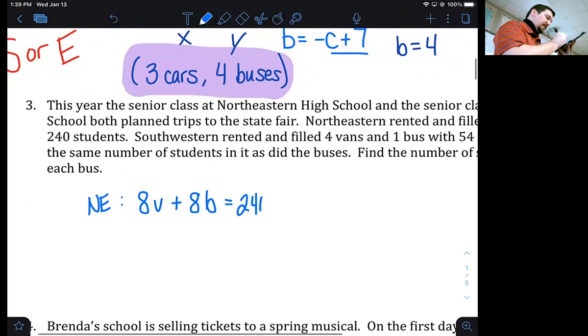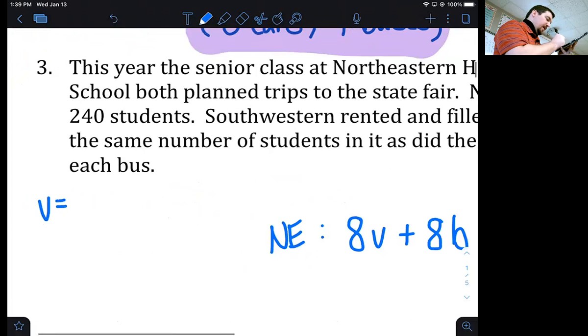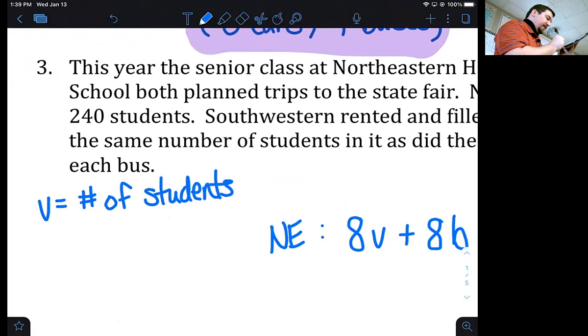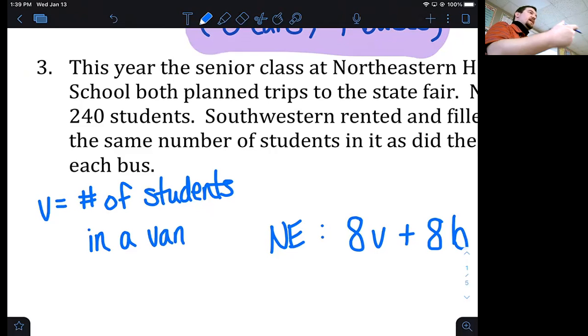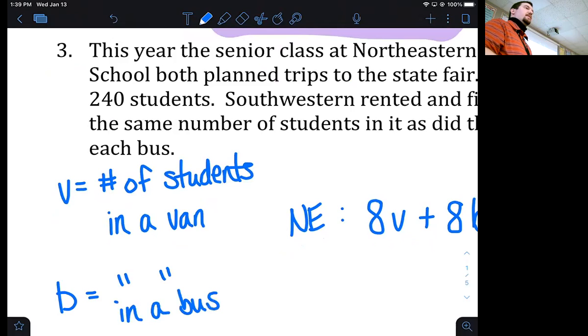I'm going to go over here off to the side real quick before we go on any farther. Now that you've already determined what variables we're going to use, I am going to write over here that V does represent the number of students in a van. It does not represent the number of vans. I already know that number. It represents the students in a van. And then B means the same thing. I'm just going to put quotations, meaning I'm quoting the same thing from up above, but then I'm going to say in a bus. So that means still the number of students, but this time in a bus.